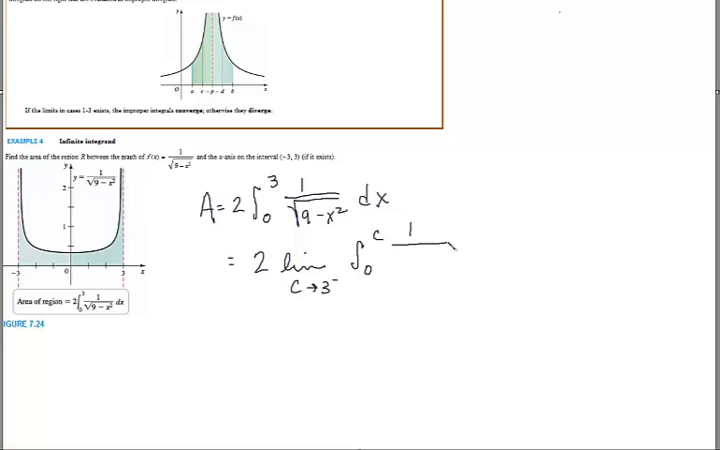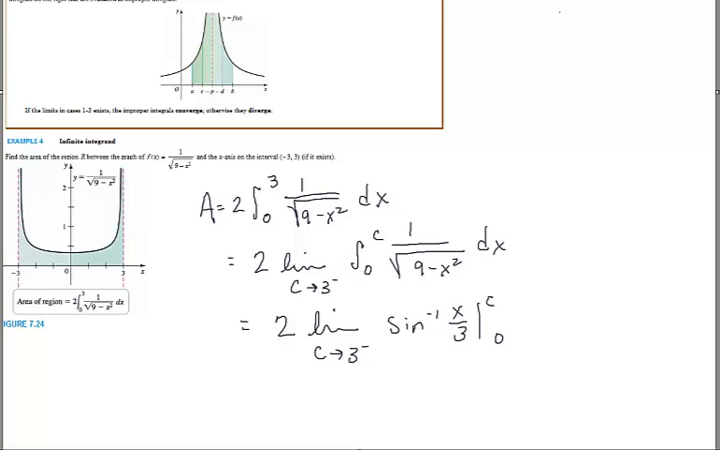That integral is just straight up inverse sine with my a being 3. So let me get this written down. So there we have our inverse sine. Now I'm going to plug in my limits of integration and then take my limit.